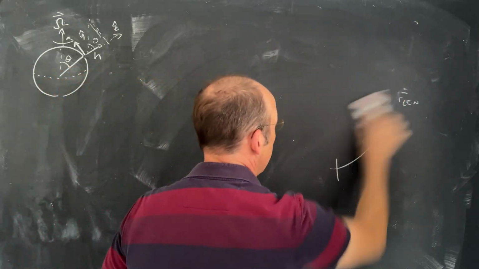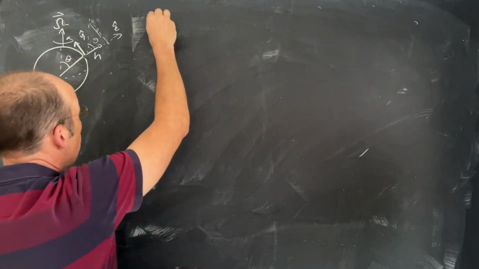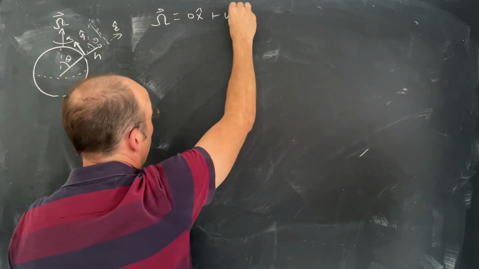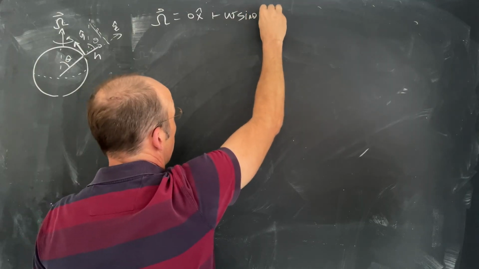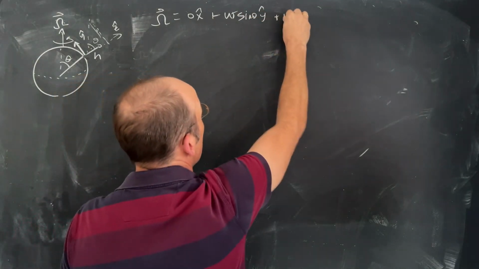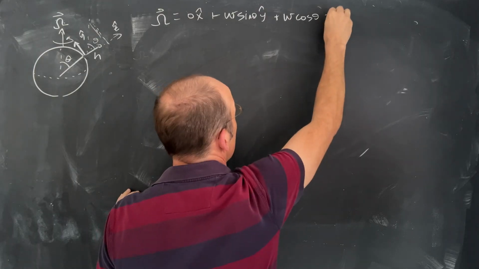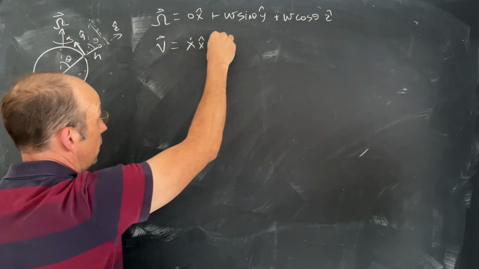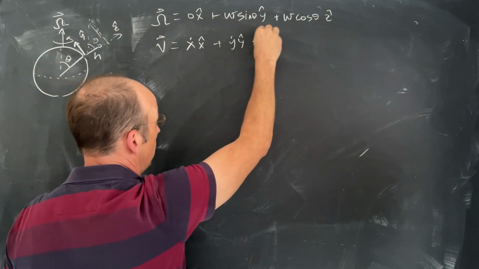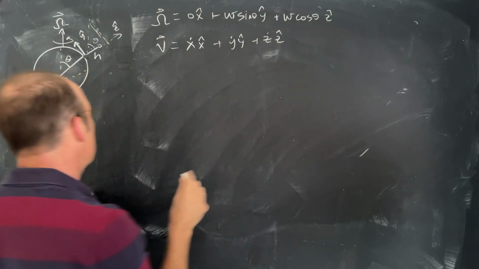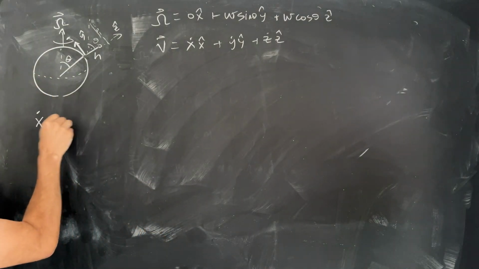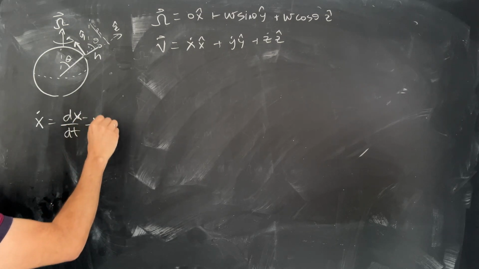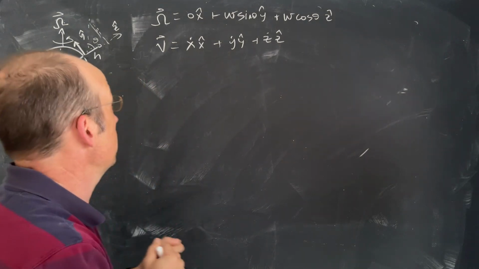So here's what I have. Oh, I shouldn't have erased that. I do have omega equal to 0 x hat plus omega sine theta y hat plus omega cosine theta z hat. Now my velocity in Cartesian coordinates is simple: x dot x hat plus y dot y hat plus z dot z hat. As a reminder, we use the dot notation to represent the derivative of x with respect to time, so x dot is vx, my x velocity.